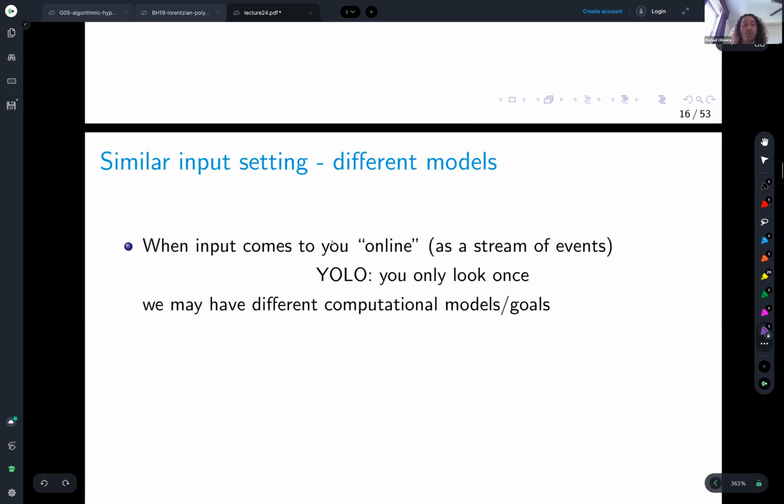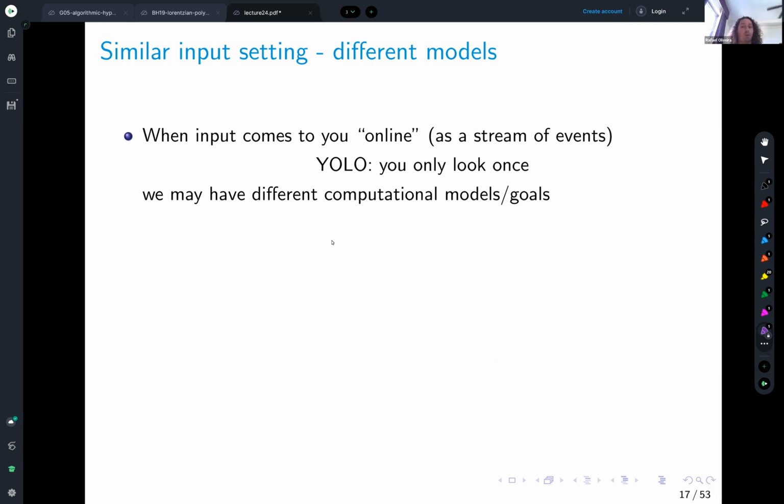And another example, where the computational model was quite important, is when the input comes to you in a similar way, but even then you have to consider different models, right? Because think about it, when the input comes to you online, right? And what do we mean by online? It comes as a stream of events, a sequence of events, and you have the setting of YOLO, right? Like you only look once, right? So even in this setting, we may have different computational models and computational goals.